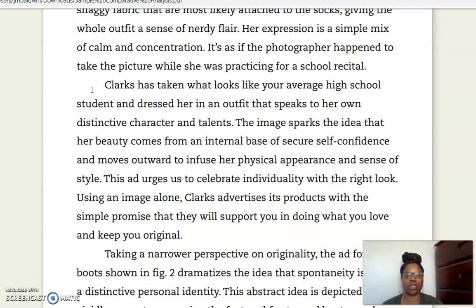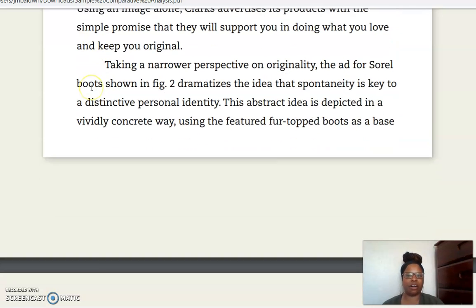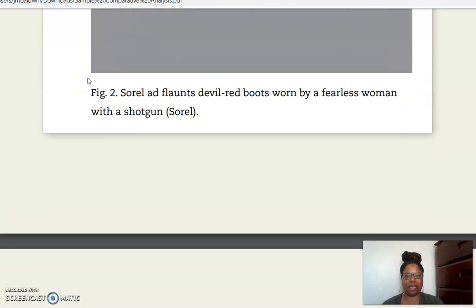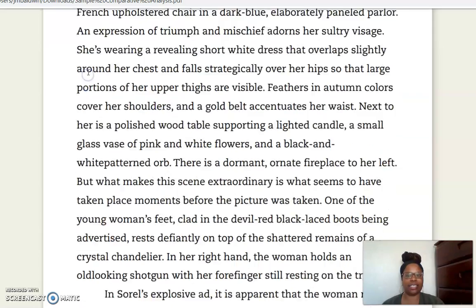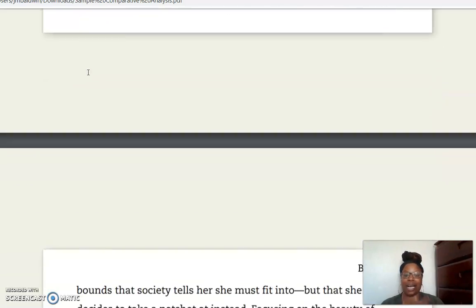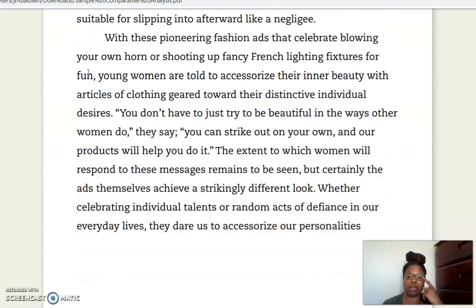Using an image alone, Clarks advertises its products with the simple promise that they will support you in doing what you love and keep you original. So that's what she says works well about this advertisement. Now then, she goes on, the next paragraph is talking about the second ad. She describes it, pardon the blank page, in great detail, and then she has a shorter paragraph where she's analyzing it, and then you have a conclusion where she's putting it all together.